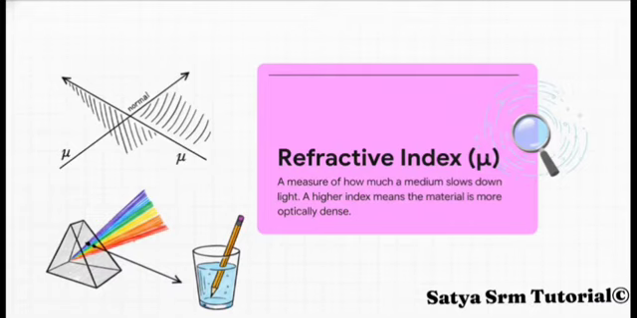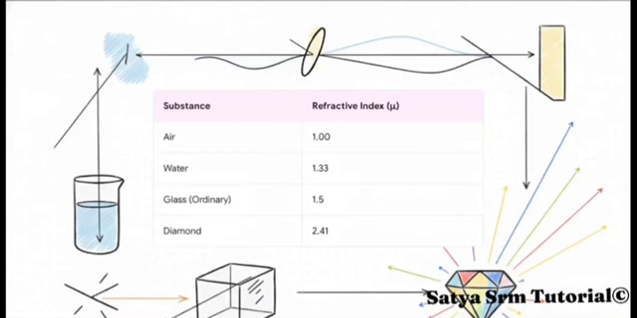It's often shown with the Greek letter mu. Now, don't let the name scare you. It's really just a number that tells us how much a medium puts the brakes on light. The higher the refractive index, the more optically dense the material is, and the more it's going to slow that light down. And this chart makes it super clear.